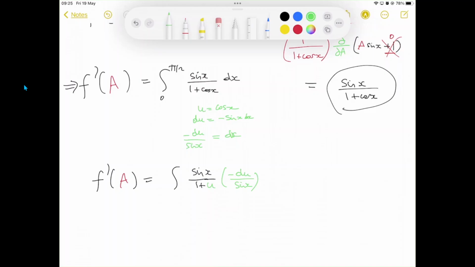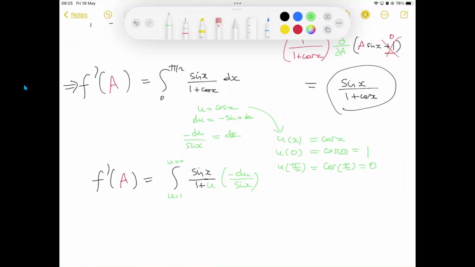So if I write u as a function of x, u of x equals cosine of x. If you sub in x equals 0, u of 0 is cosine of 0, which is 1. And u of pi over 2 is cosine of pi over 2, which is 0. So we end up with the limits going from u equals 1 to u equals 0.